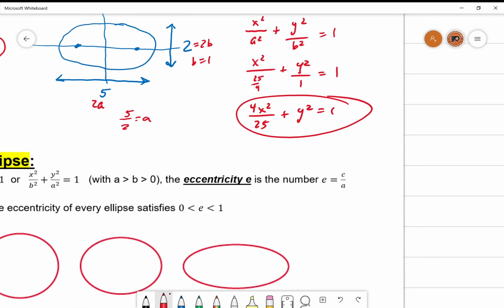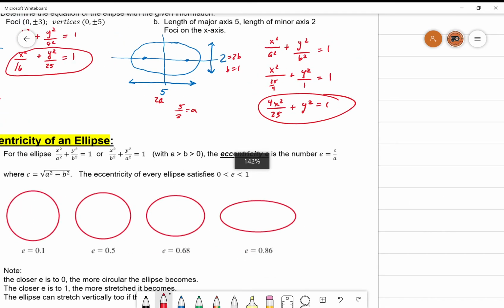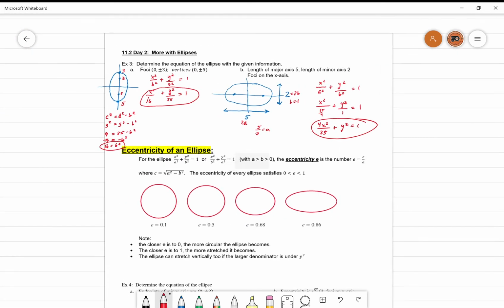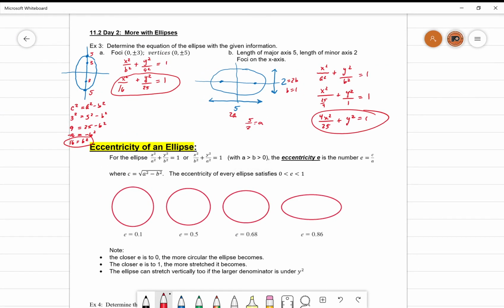Eccentricity. Let's talk about that for a second, and then we'll wrap this video up. As you can see, we have our basic equations of ellipses. The eccentricity of an ellipse, symbolized by E, is equal to C over A. So as you see the shapes, the way E is affected, E is a value between 0 and 1. As we get closer to 0, your ellipse becomes more circular. As we get closer to 1, your ellipse stretches.